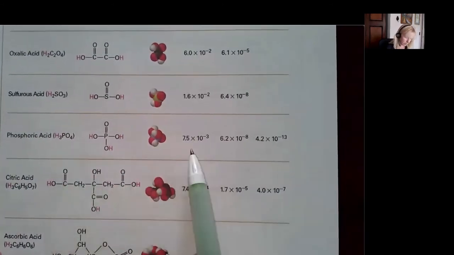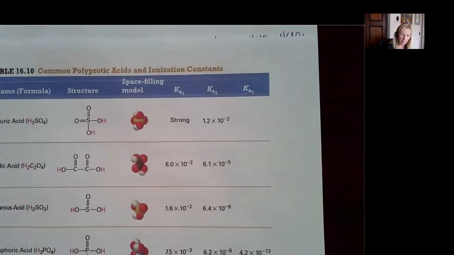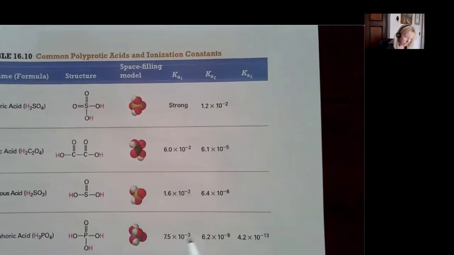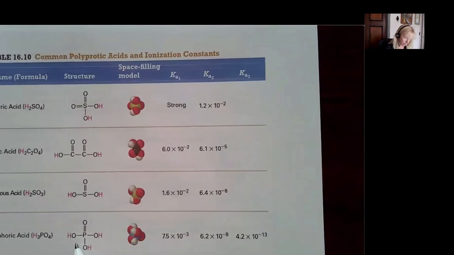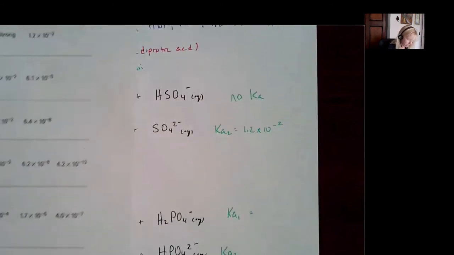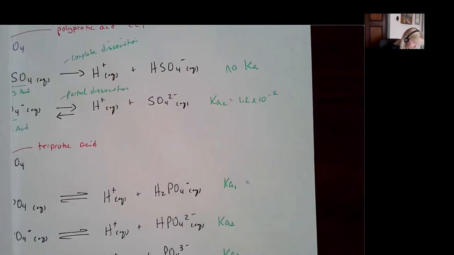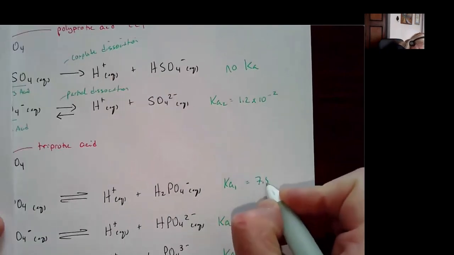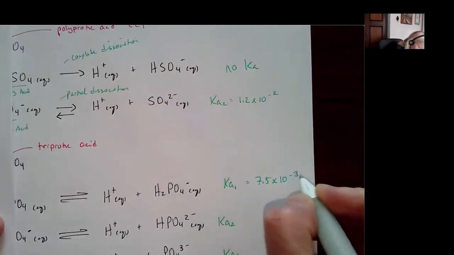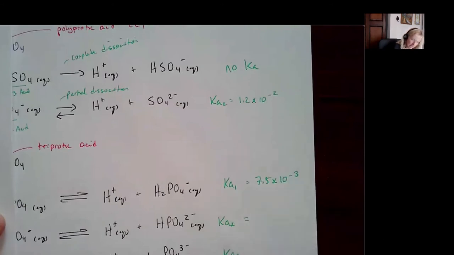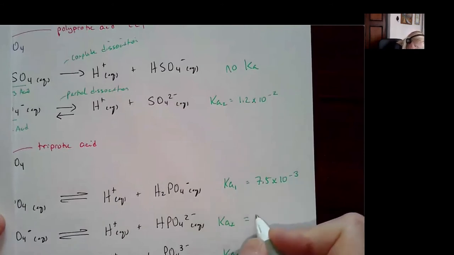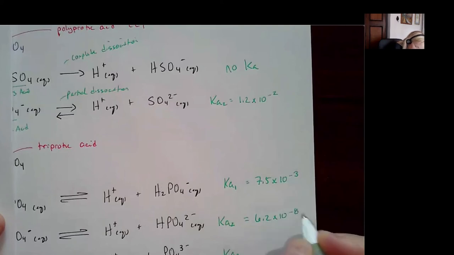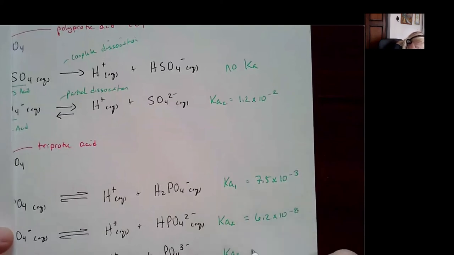So this would be my first Ka, my second Ka, and my third Ka as each of these hydrogens come off of the oxygens here. So these are my ionizing hydrogens. So my first one is always going to be the highest of my Kas, 7.5 times 10 to the minus 3. Then if I come down to the second one, that's 6.2 times 10 to the minus 8. And then my third one is 4.2 times 10 to the minus 13.